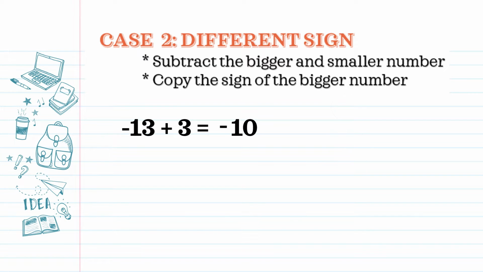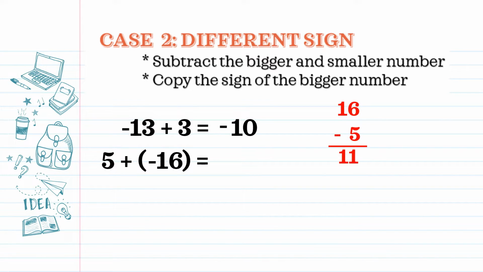Another example is positive 5 added by negative 16. First, subtract the smaller number from the bigger number. 16 minus 5, the answer will be 11. And then identify which is the bigger number from the two given. That will be 16, and the sign of 16 is negative. Therefore, our answer will be negative 11.